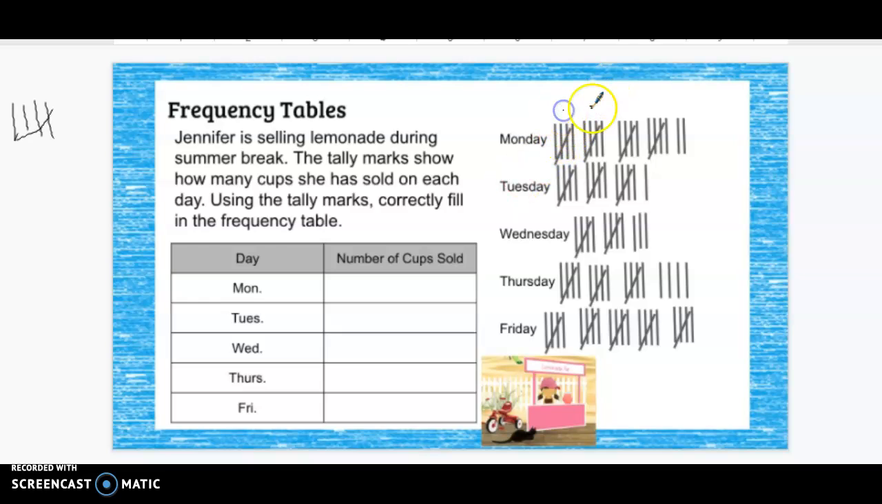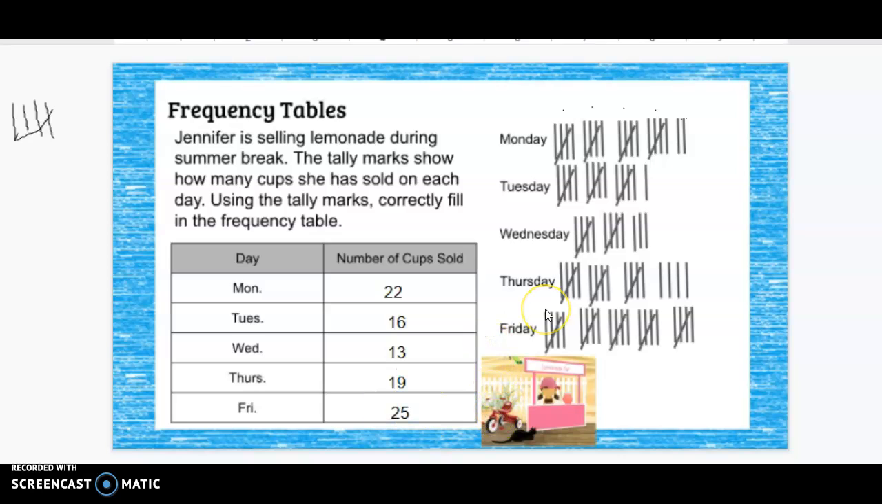So you could count 5, 10, 15, 20, 21, 22. So on Monday, there was a total of 22 cups sold. On Tuesday, 5, 10, 15, 16. Wednesday, 5, 10, 11, 12, 13. Thursday, 5, 10, 15, 16, 17, 18, 19. And then on Friday, 5, 10, 15, 20, 25.